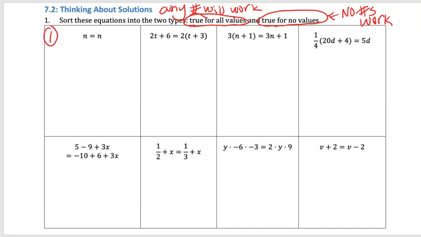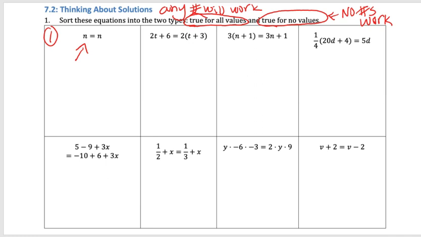We'll call this number 1. N equals N. Usually we're used to seeing something like N equals 20, and remember, our goal is to get variables on one side and numbers on the other. But here I have a variable on both sides and no numbers anywhere. It literally says N equals N.